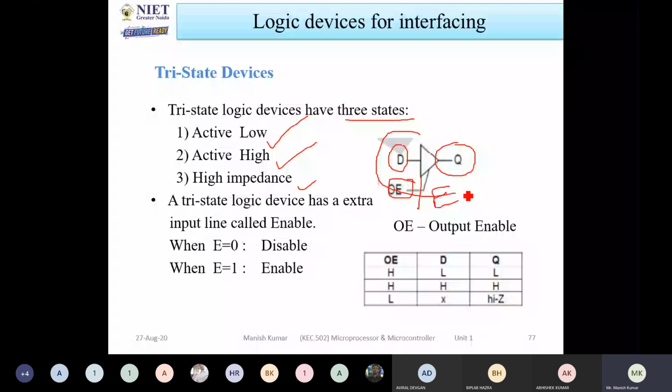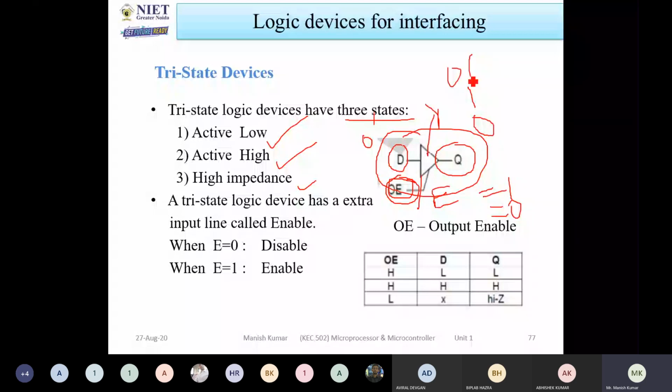When you provide 0, you get 0. When you provide 1, you get 1. But this works when output enable is active, meaning output enable is set to 1. If output enable is 0, you can't get the output, either 0 or 1, you can't get anything, meaning it is the off condition.